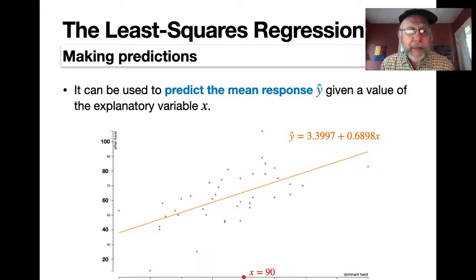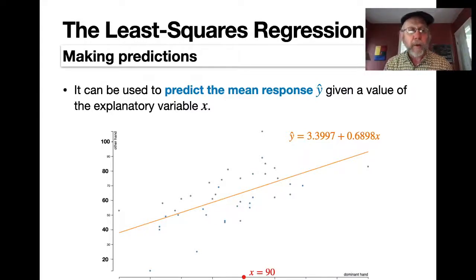the whole population. Think about maybe all students who've ever taken my statistics courses. If we had all that data in our scatter plot, what would be the mean response among all the students who actually scored a 90 for their dominant hand performance? That's what's modeled by the least squares trend line, that mean response.